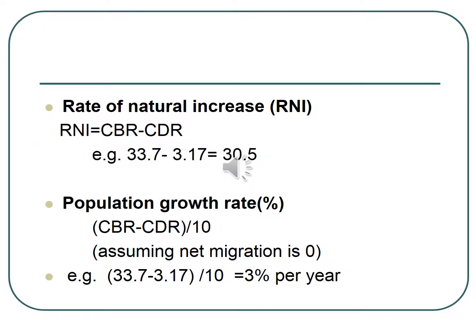Therefore, the rate of natural increase equals crude birth rate minus crude death rate. With the assumption of net migration equals 0, the population growth rate in percentage equals crude birth rate minus crude death rate divided by 10. Why divide by 10? The crude rates were expressed as per 1000. Therefore, to convert to percentage, we divide by 10. 1000 divided by 10 becomes 100%.